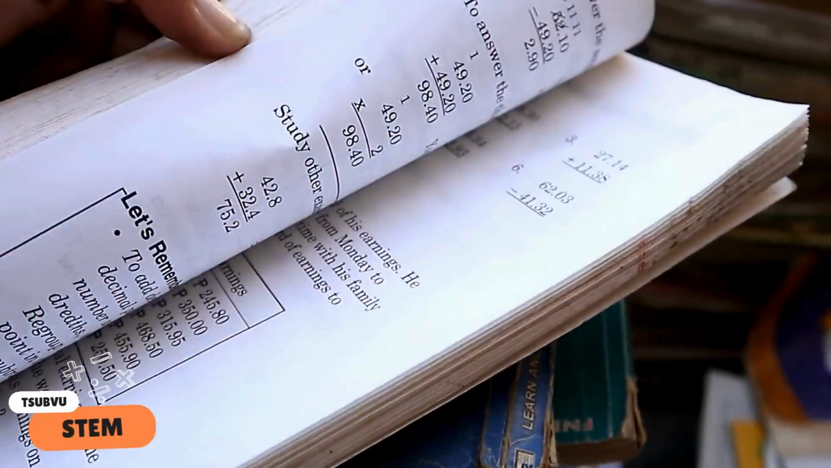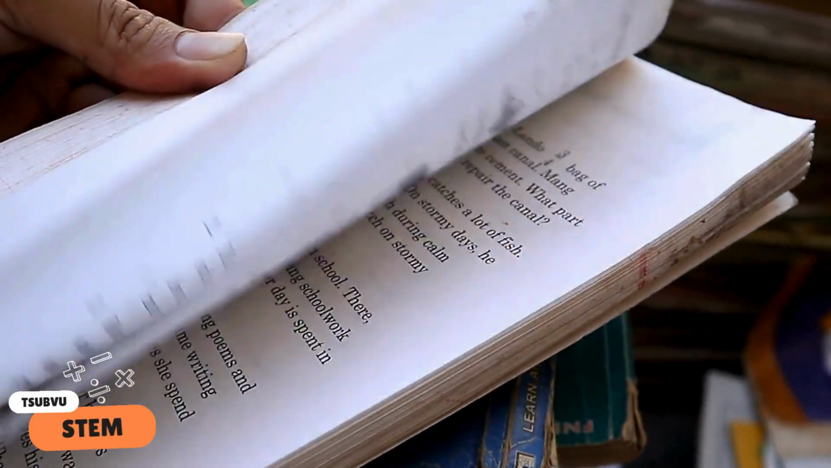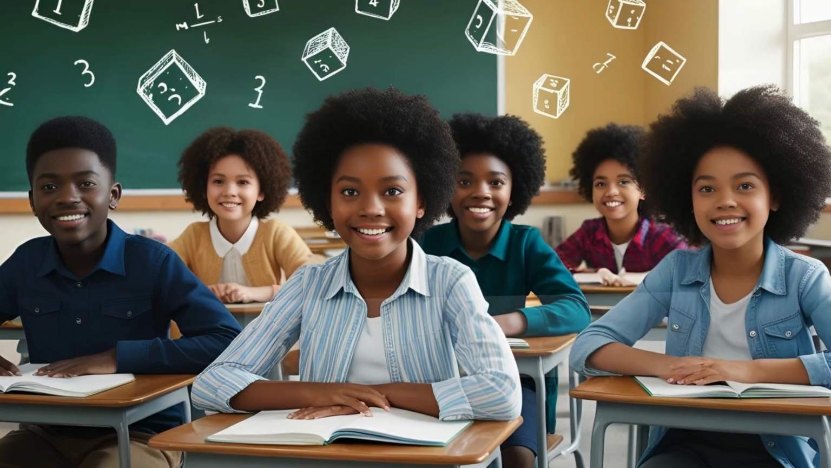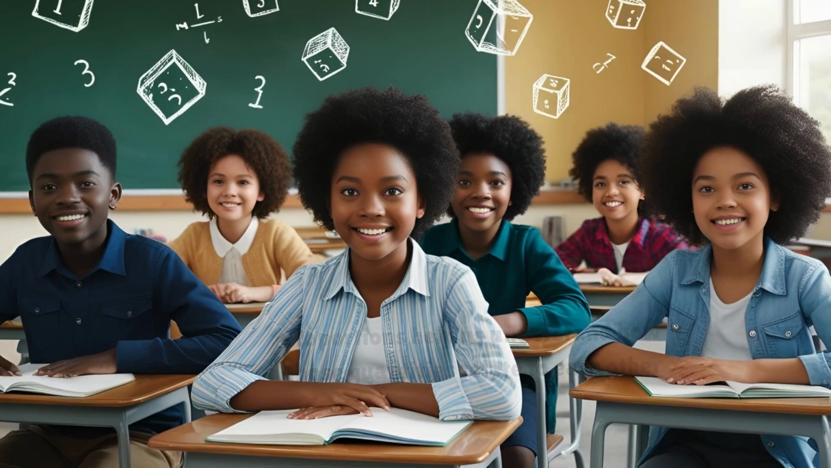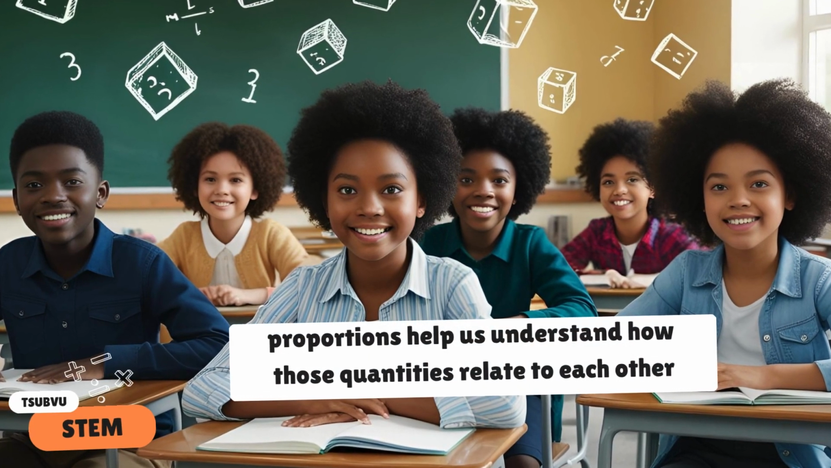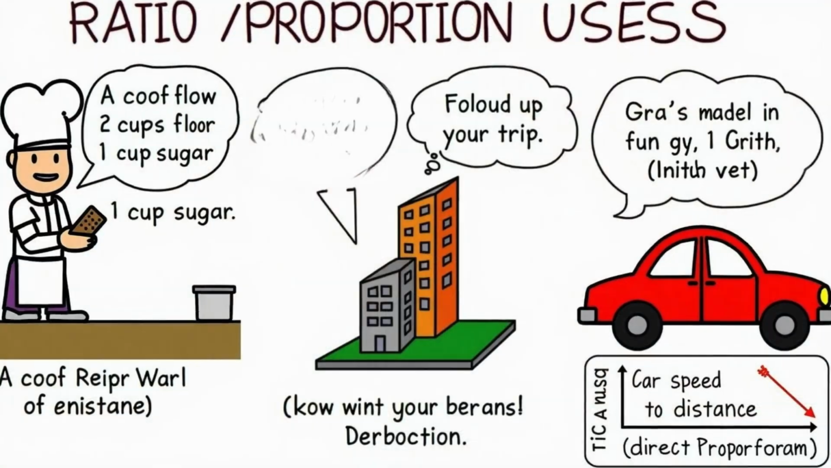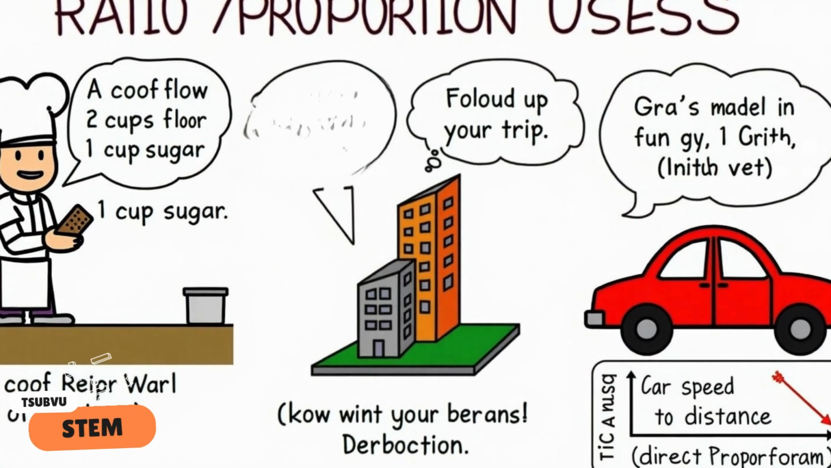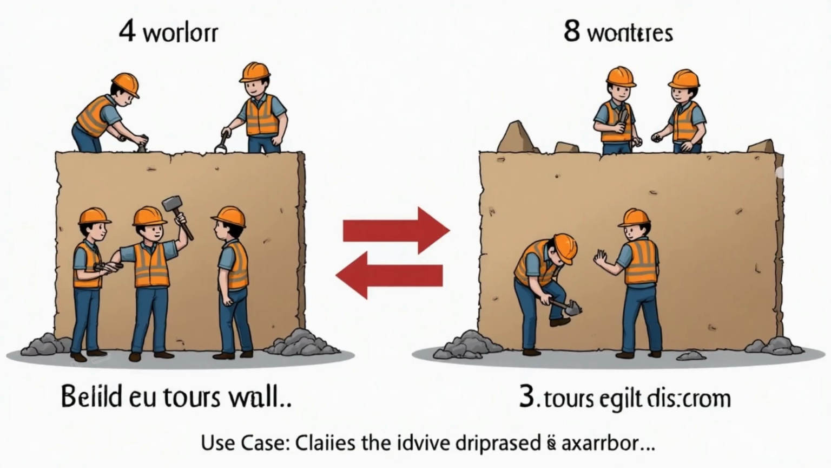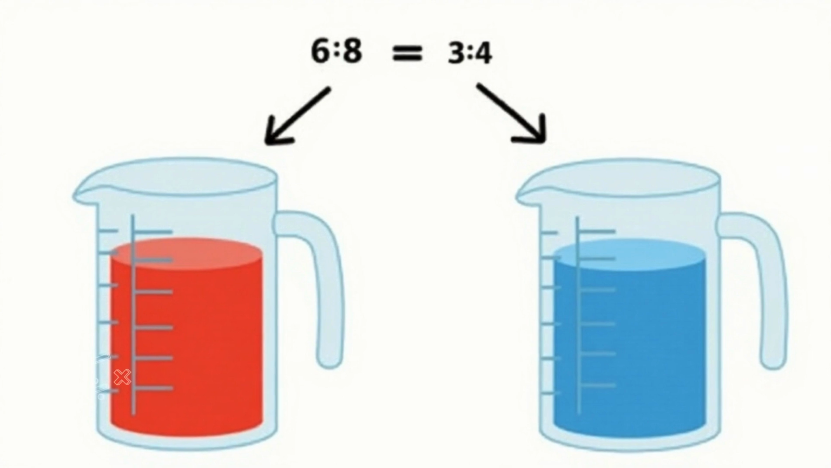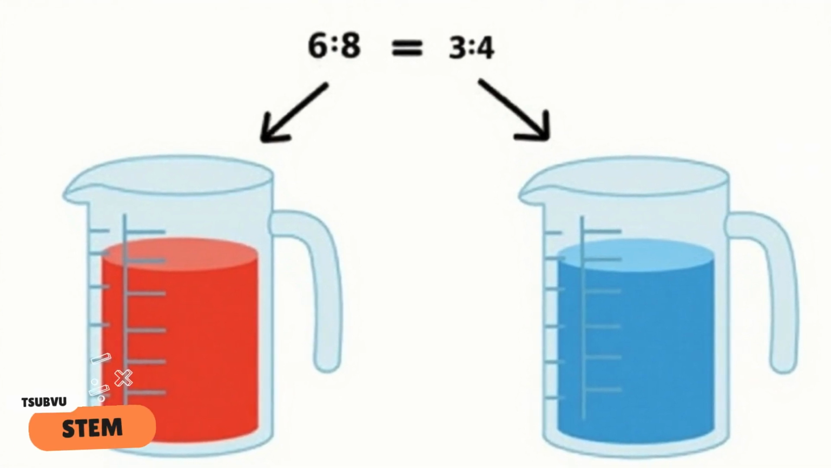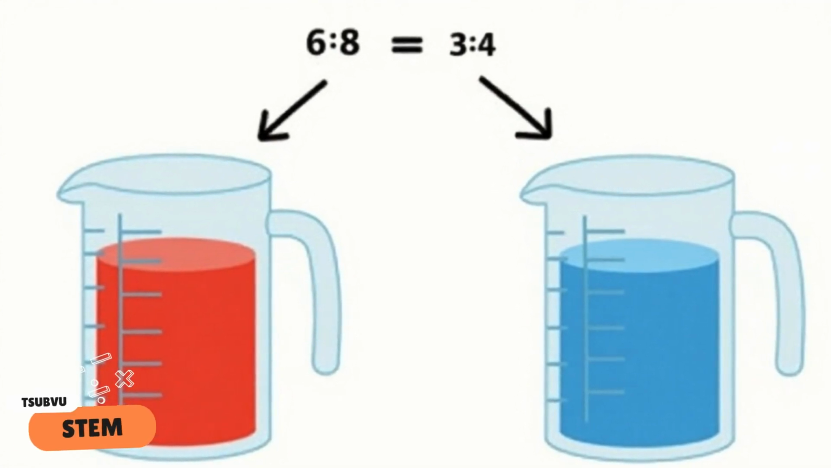Hello everyone. Welcome to Lesson 2. Today, we're going to explore ratios and proportions. Ratios are a way to compare two or more quantities, while proportions help us understand how those quantities relate to each other. Ratios and proportions are used everywhere, in cooking, construction, and even in everyday decision-making. By the end of this lesson, you'll be able to simplify ratios and solve problems involving direct and inverse proportion.